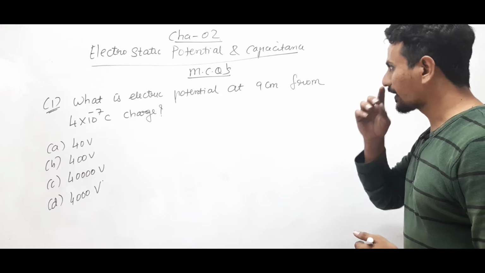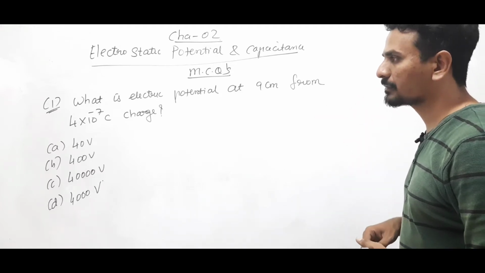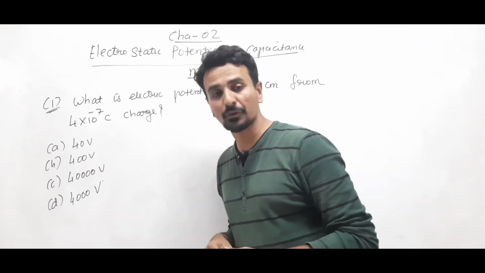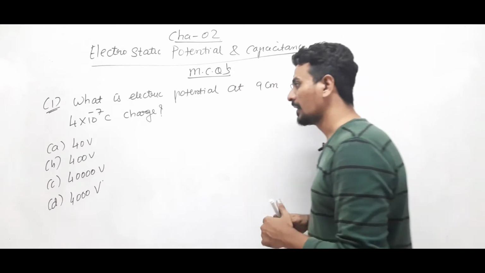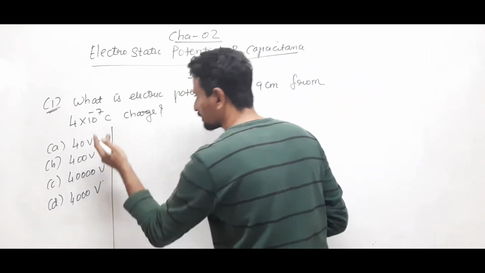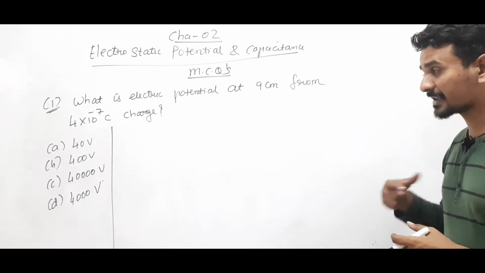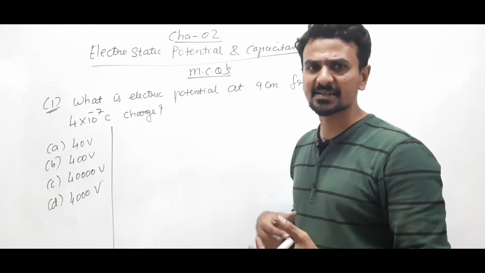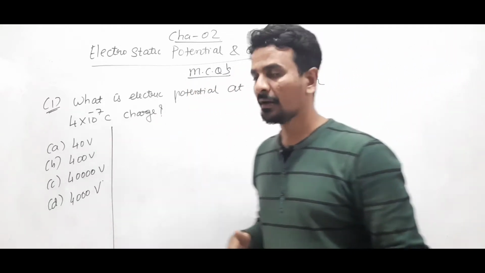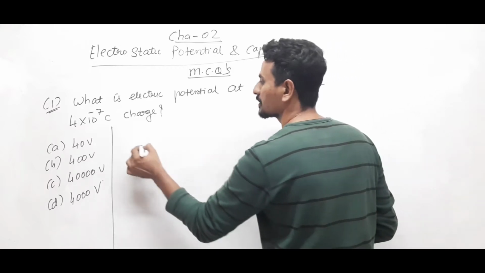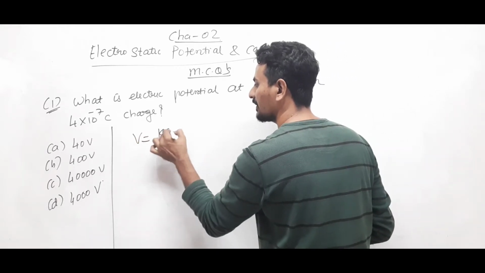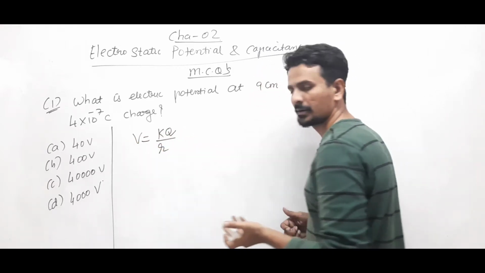What is electric potential at 9 centimeter from 4 into 10 raised to minus 7 coulomb charge? I think this will be an example from your textbook, but they are asking short examples and exercises in the form of MCQs, right? Okay, so for a point charge we know that electric potential is kq by r, right?